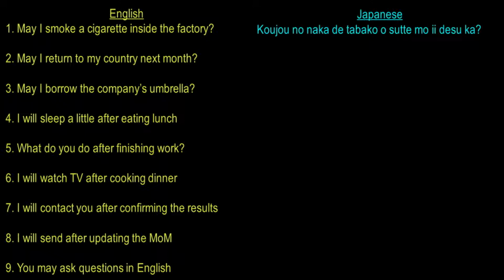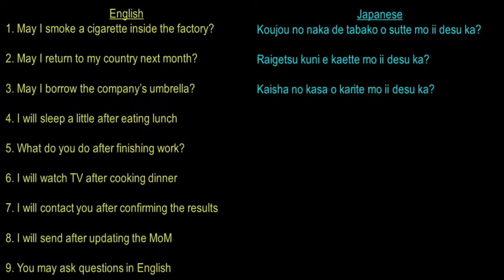Let us go to the second sentence. Next month is Raigetsu, country is Kuni, and return is Kaerimasu. Here again, it is a request asking for permission. So the translation will be Raigetsu Kuni e kaette mo ii desu ka? Let us go to the third sentence. Company is Kaisha, umbrella is Kasa, and borrow is Karimasu. So the translation will be Kaisha no kasa o karite mo ii desu ka?